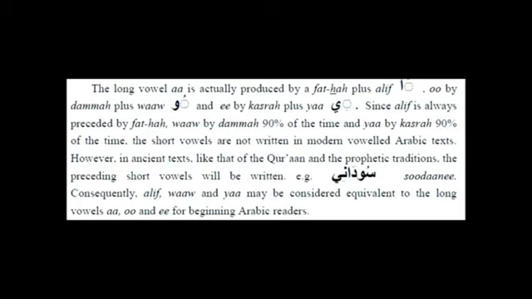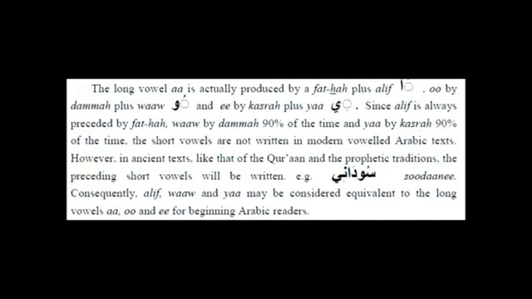The long vowel a is actually preceded by a fatha plus the alif, the u by a dhamma plus the waw, and the i by a kasra plus the ya. Since alif is always preceded by fatha, waw by dhamma 90% of the time, and ya by kasra 90% of the time, the short vowels are not written in modern voweled Arabic text. So in modern books, you will not find the short vowels written. This is why the concept of the sukun is necessary.